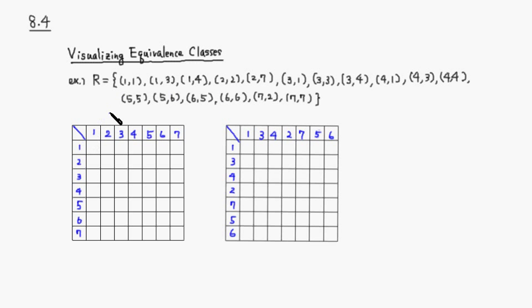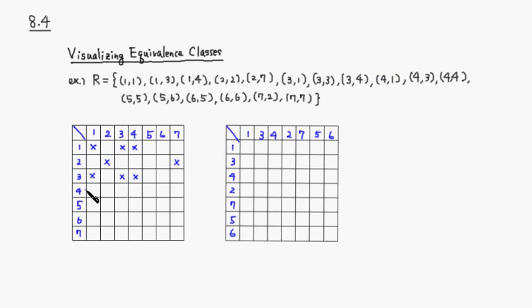I'm going to put a cross x when a number is related to that number. So 1 is related to 1, so I put an x here. And 1 is related to 3, so x here. 1 is related to 4, I put x here. And 2 is related to 2, so x here. And 2 is related to 7, so I put x here. And 3 is related to 1, so x here. And 3 is related to 3, so x here. And 3 is related to 4, so x here.